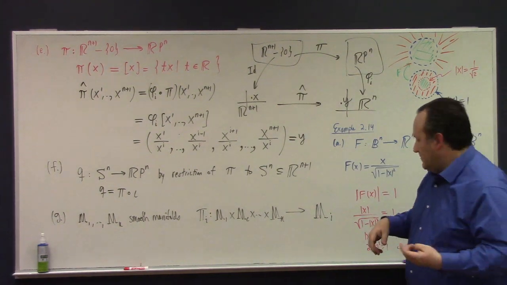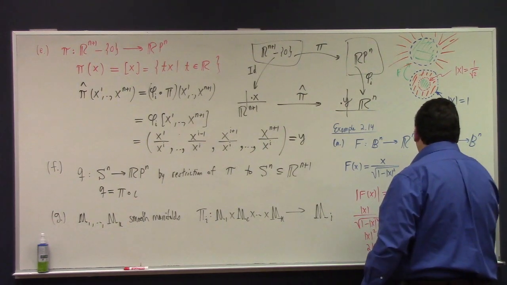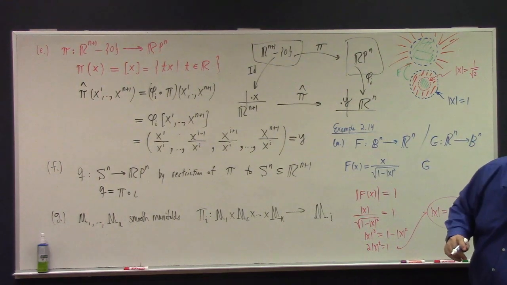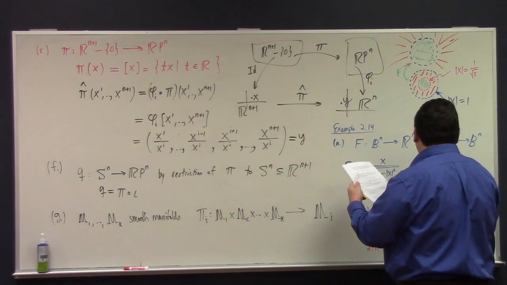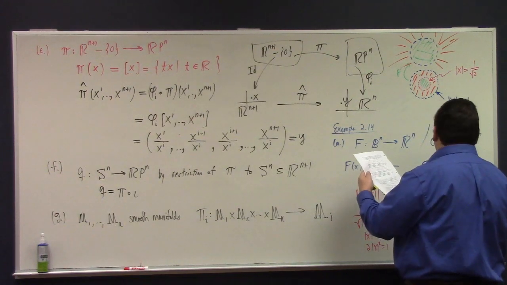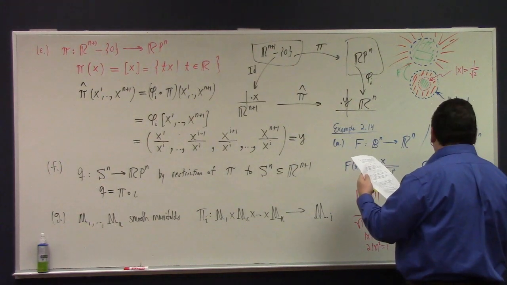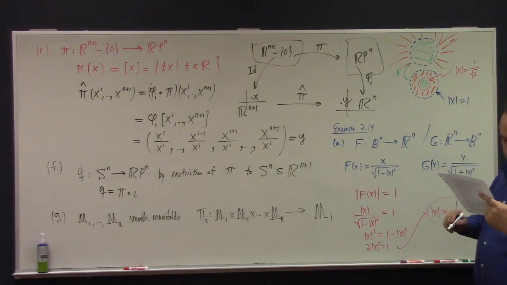And how about G? G would be the inverse to this map, actually, and the formula for that is, do you guys care to guess? G of y equal to what? Man, I should have just made this a homework problem. It's pretty cool. It's y over the square root of 1 plus the length of y squared.